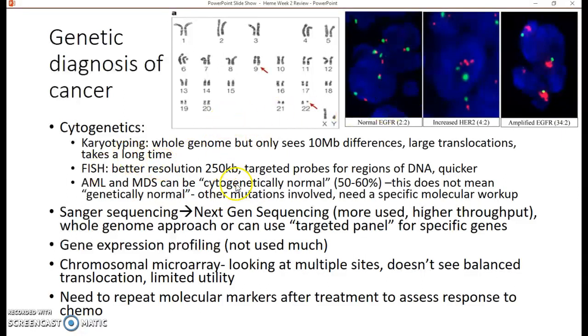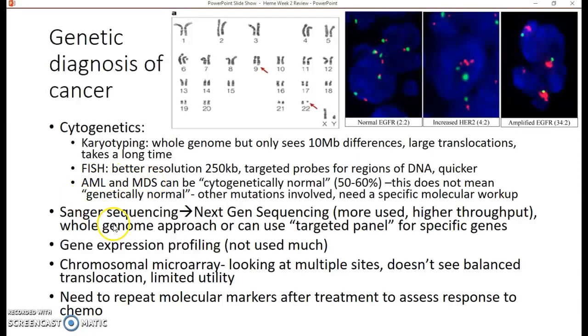FISH has better resolution. You can use targeted probes for specific abnormalities. Like over here, in the middle, you can see increased HER2 expression in breast cancers. And it's a quicker test. After the cancer is defined, you can also use it to assess response, because you know what you're looking for.